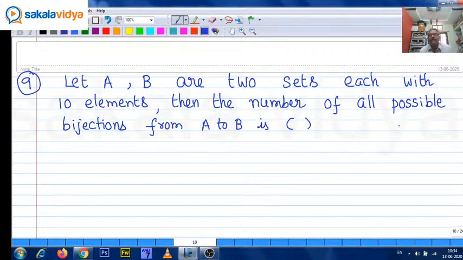The first option is 20, second option is 10 factorial, third is 100, fourth is 1000.